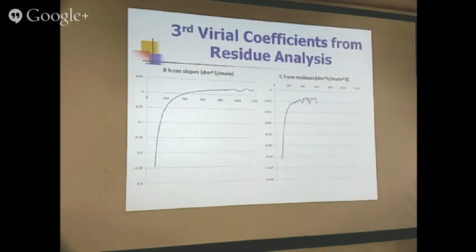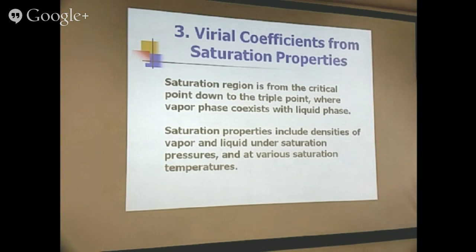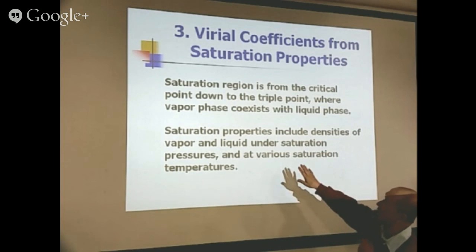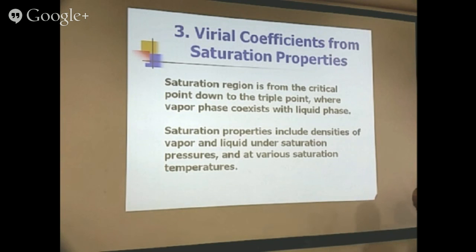Okay, I got my secret weapon in this third method. The Virial coefficient can actually be solved in closed form in the saturation region. Saturation region is between the critical point and the triple point, where gas and liquid come into equilibrium. So in this region, the saturation properties, all these argon studies include this table of saturation properties. And that's basically the density of vapor and liquid and the saturation pressure at the various saturation temperatures. So you change the temperature between the critical point and triple point.